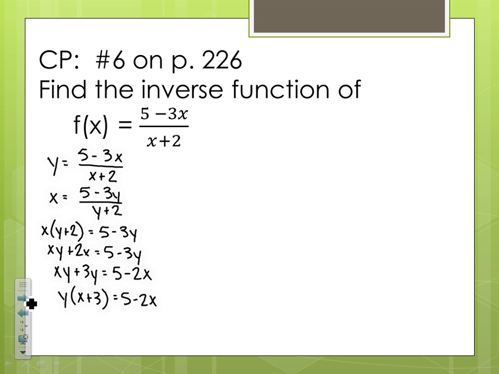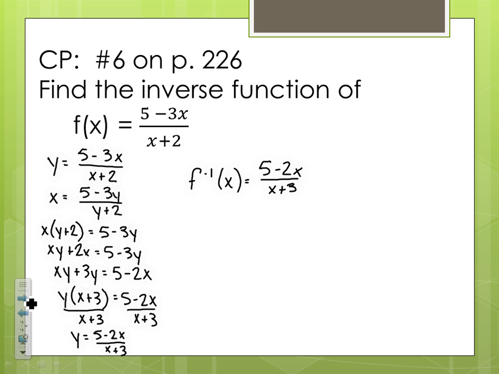Now, how would you get the x plus 3 away from the y? Divide both sides by it. So we end up with y is equal to 5 minus 2x over x plus 3. Now we can replace our y with our function notation, and we've got it.